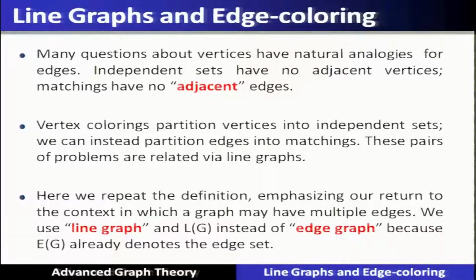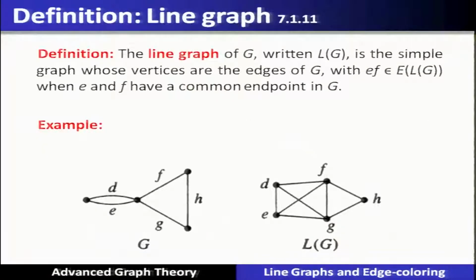Now, vertex coloring partitions the vertices into independent sets. We can instead partition the edges into matchings. So, these problems we can relate via line graphs. Here we repeat the definition, emphasizing our return to the context in which graphs may have multiple edges. We use line graphs because edge graph is not a proper term. Now, let us see the line graph.